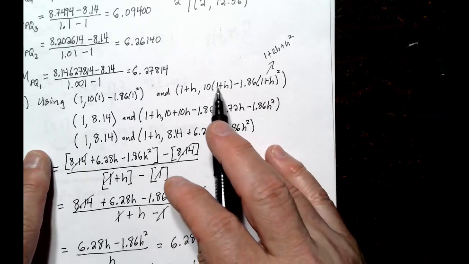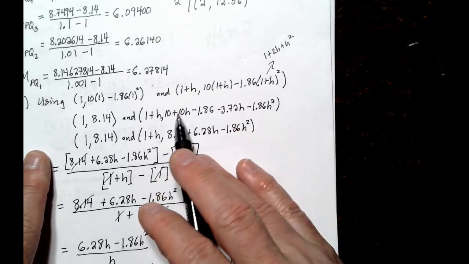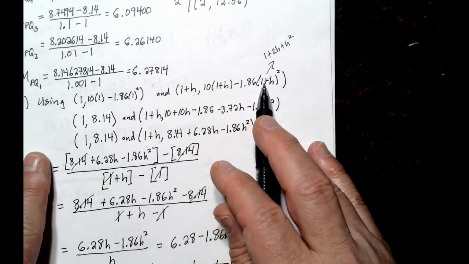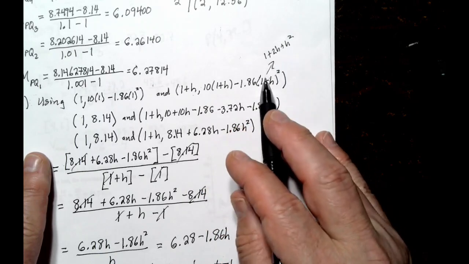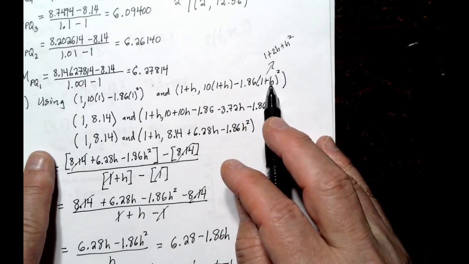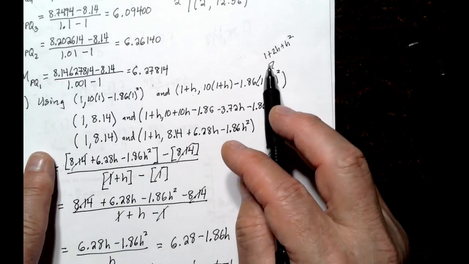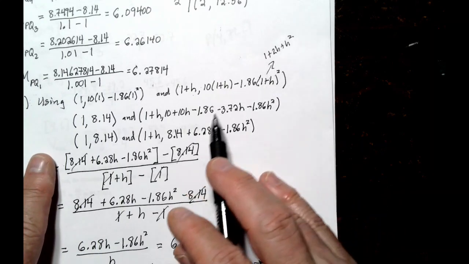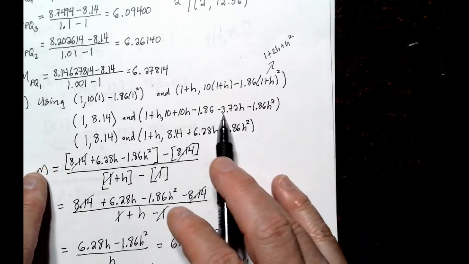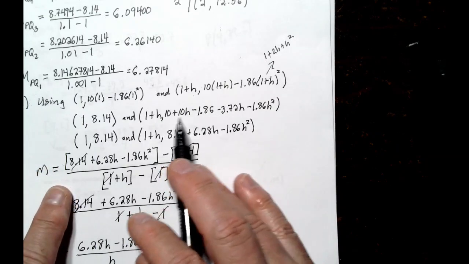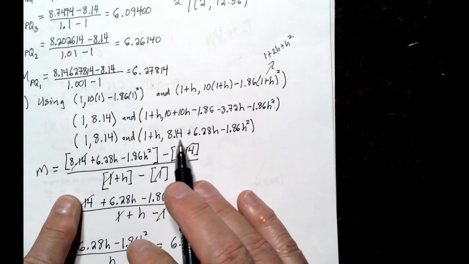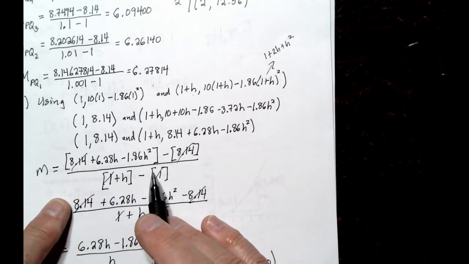Now how do you get to there? Well, you multiply the 10 times each of those two. You multiply negative 1.86 times all 3 terms inside here. Remember, this is not just 1 plus h, it's squared, so it's 1 plus 2h plus h squared multiplied by negative 1.86, which gives you all this. And you can combine these two constants and these two with an h, and you get this polynomial there.